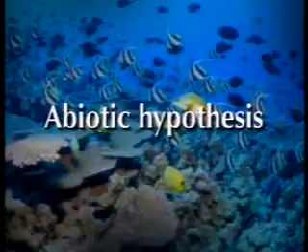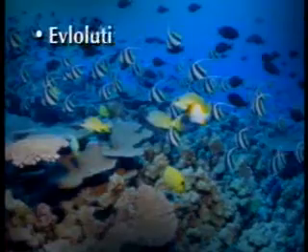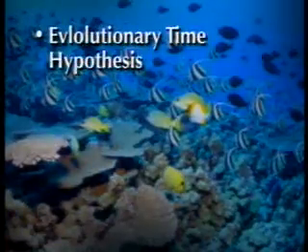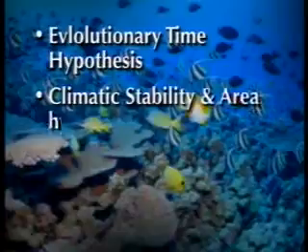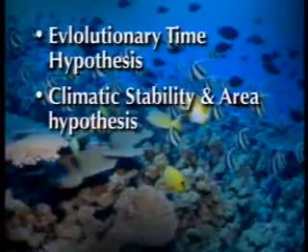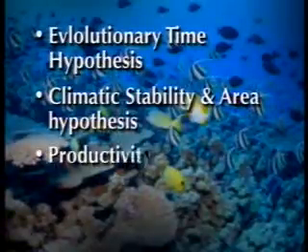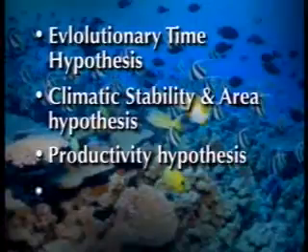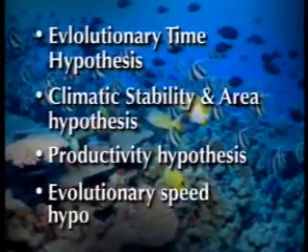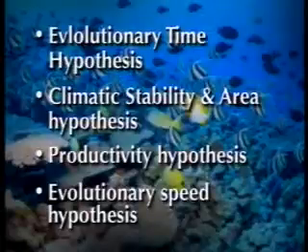I told you last time also that the abiotic explanations or hypotheses include number 1, time hypothesis, number 2, climate stability and area hypothesis, number 3, production hypothesis or productivity hypothesis, and number 4, evolutionary speed hypothesis. Let's begin with the evolutionary time hypothesis. You must be knowing that communities diversify with time.